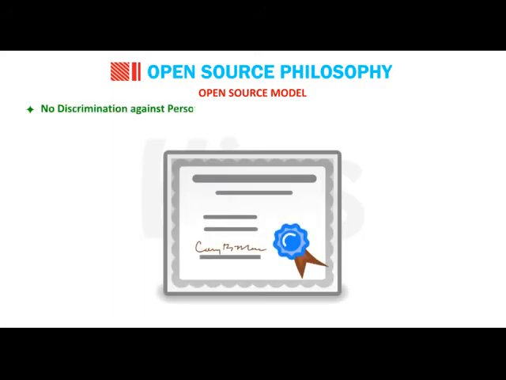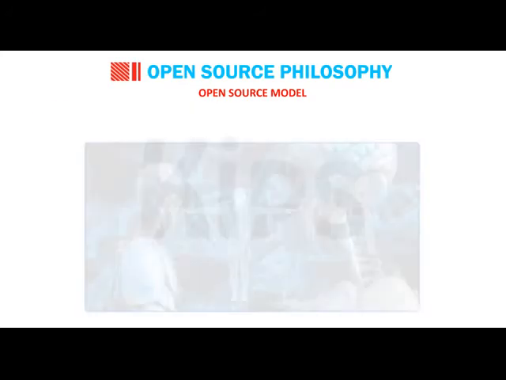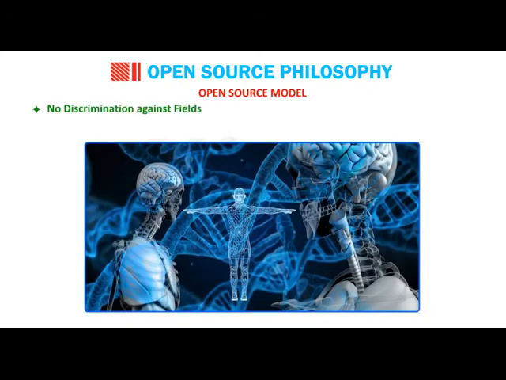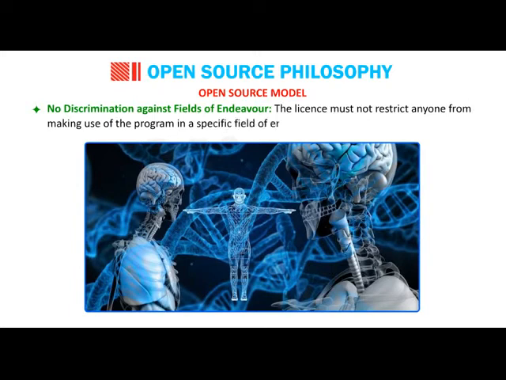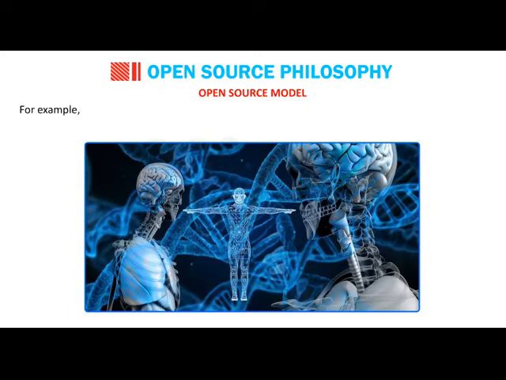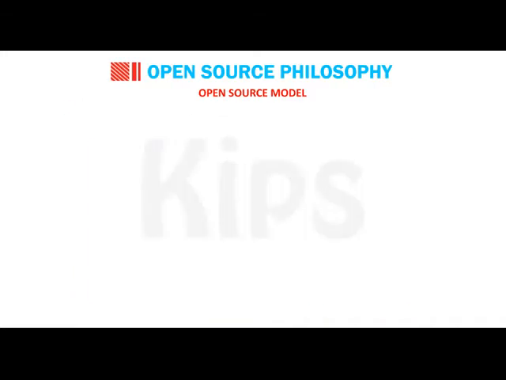No discrimination against persons or groups. The license must not discriminate against any person or group of persons. No discrimination against fields of endeavor. The license must not restrict anyone from making use of the program in a specific field of endeavor. For example, it may not restrict the program from being used in a business or for genetic research.